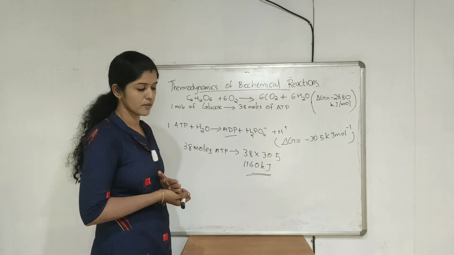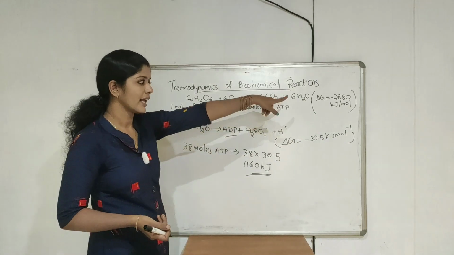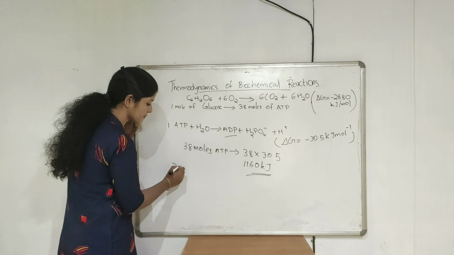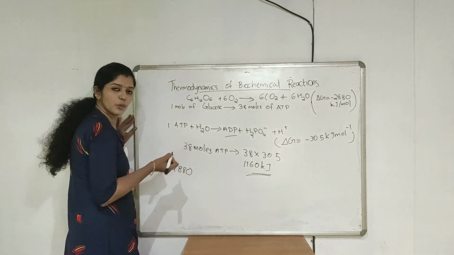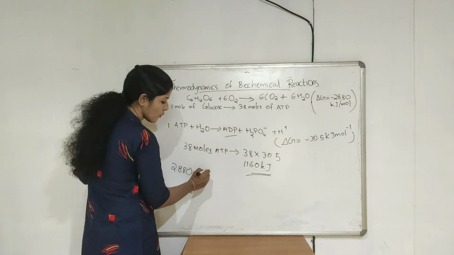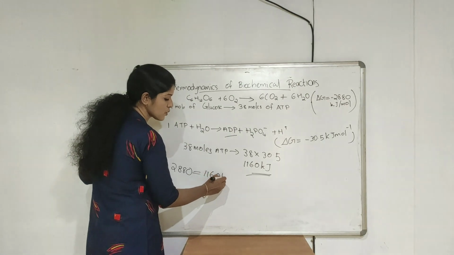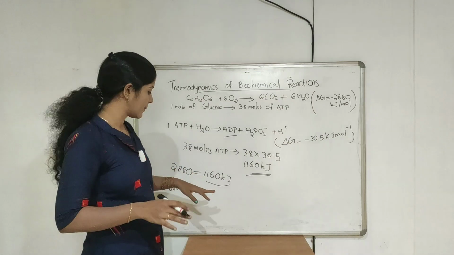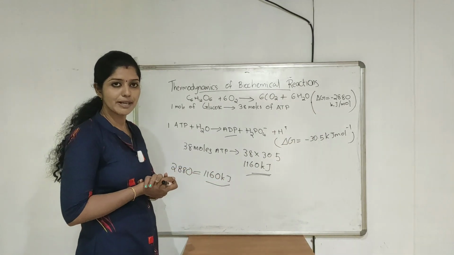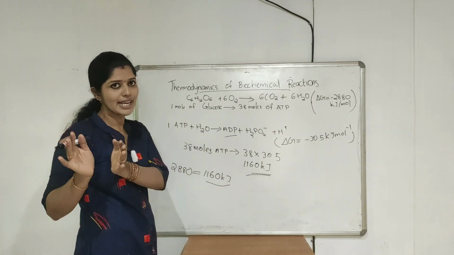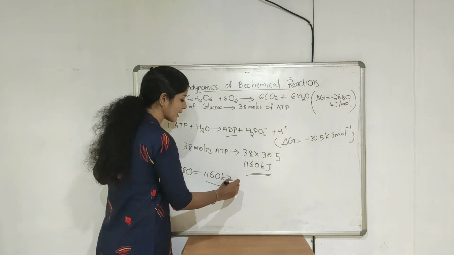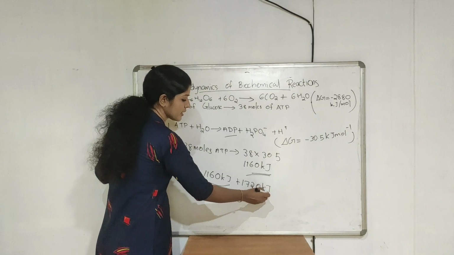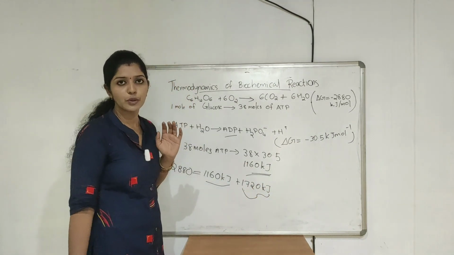So, 1160 kilojoules of energy will be obtained from the 38 moles of ATP that you obtain from breaking down of glucose. Now, the total energy obtained after breaking down of glucose was 2880. Out of this 2880, 1160 kilojoules will be preserved and won't be used up. It will be kept by our body as a reservoir, and the remaining energy, that is 1720 kilojoules, will be used up for doing work.